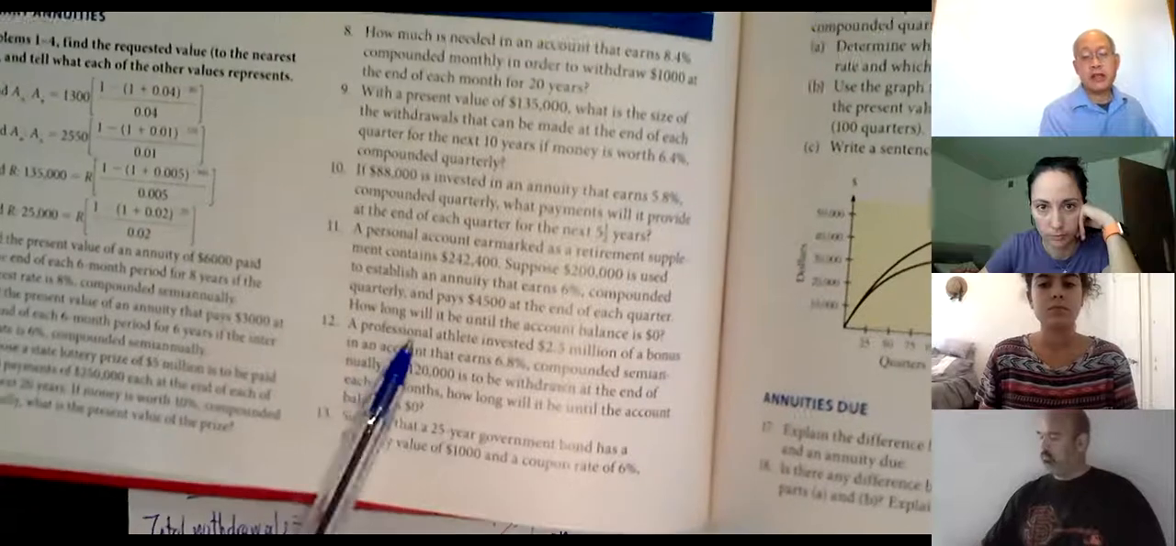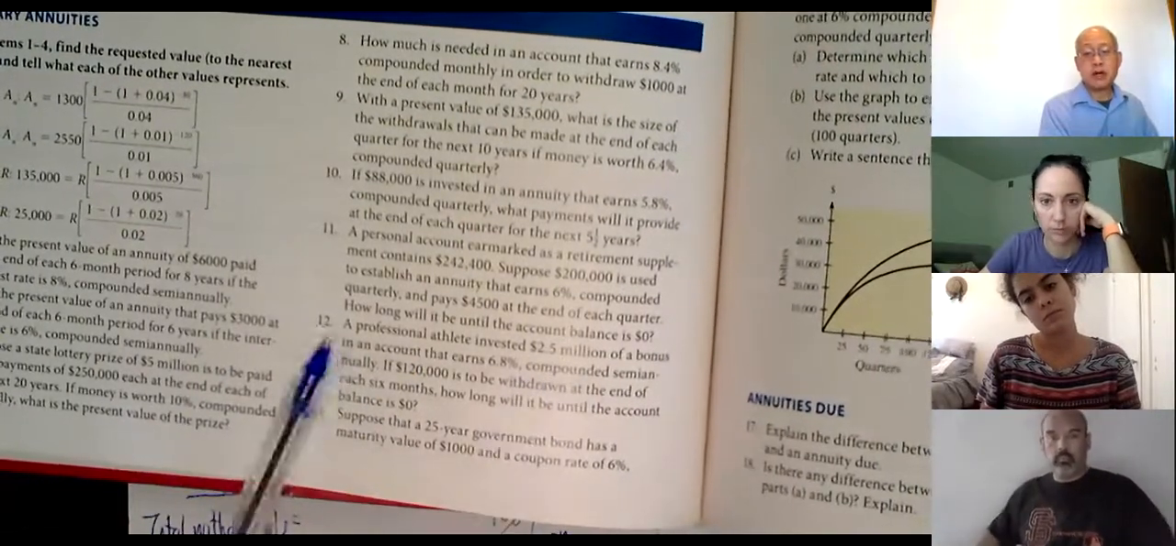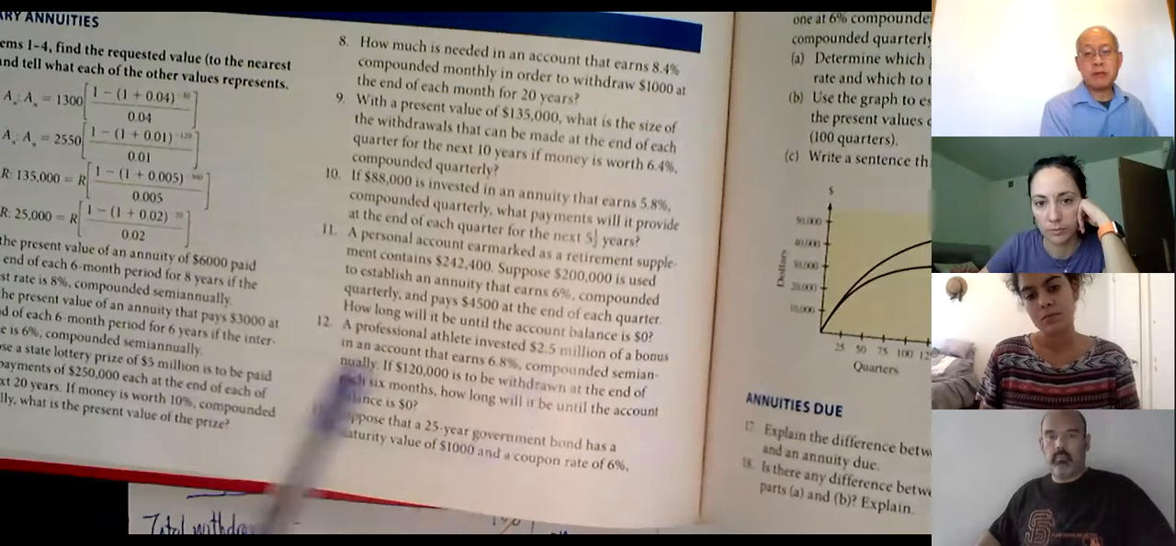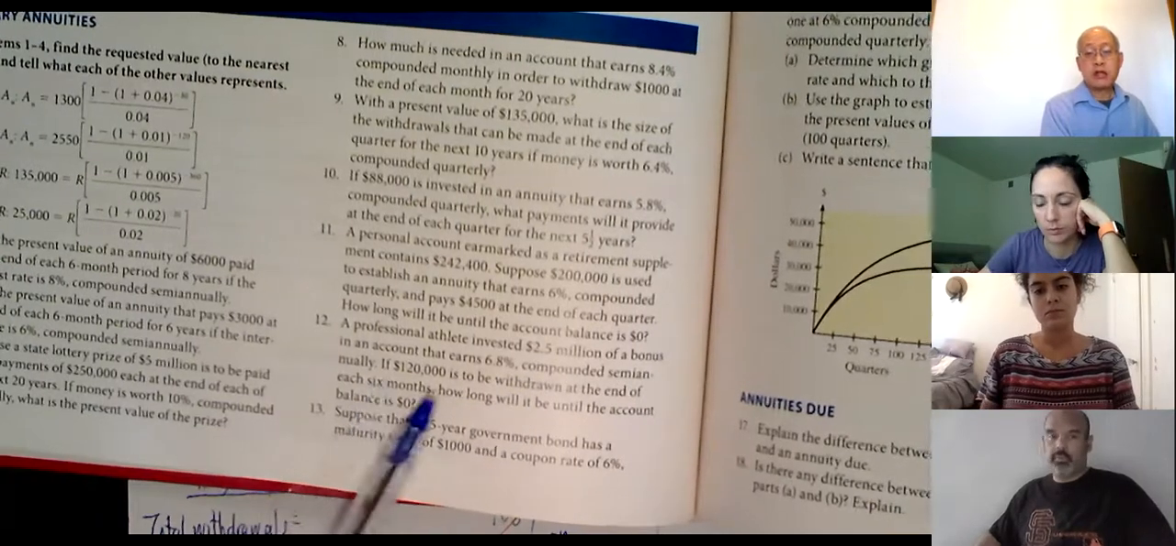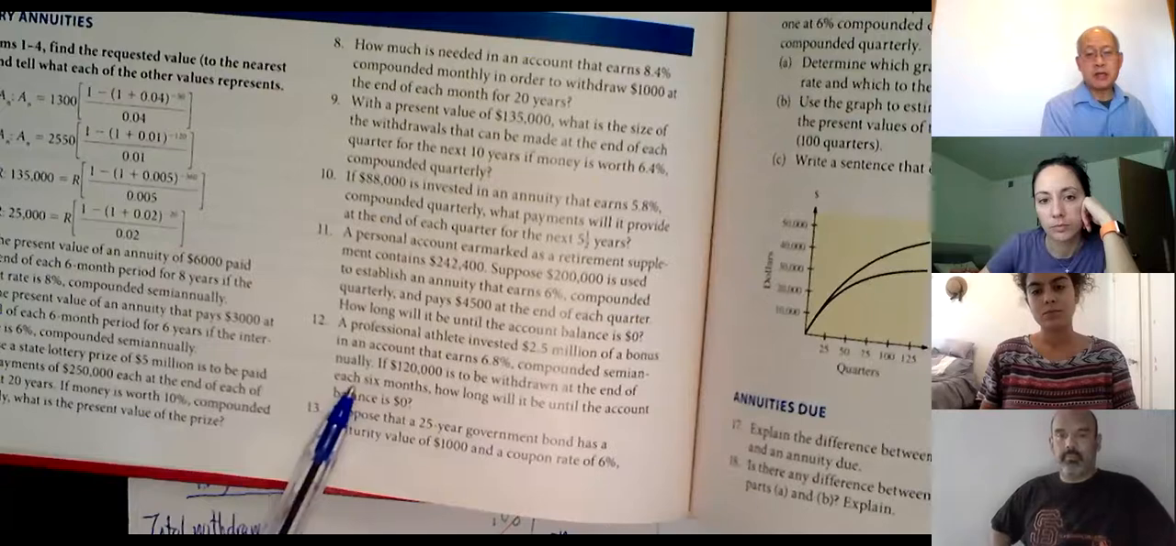So they have a lot of money. A professional athlete. Okay, well, no wonder, right? Invested $2.5 million of a bonus in an account that earns 6.8% compounded semi-annually. $120,000 is to be withdrawn at the end of each 6 months. How long will it be until the account balance is zero?